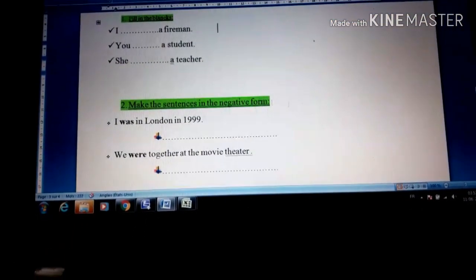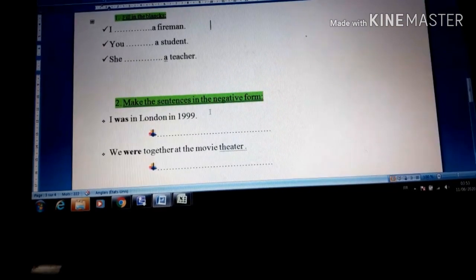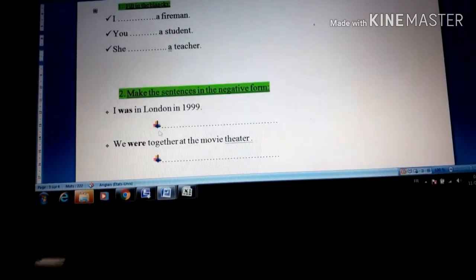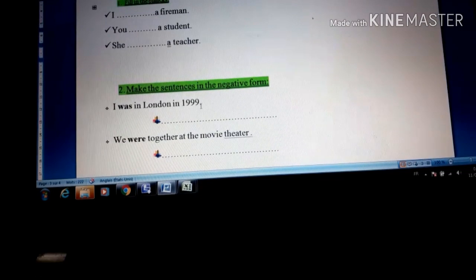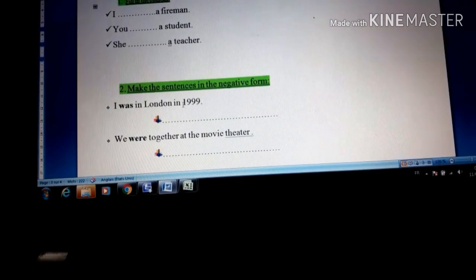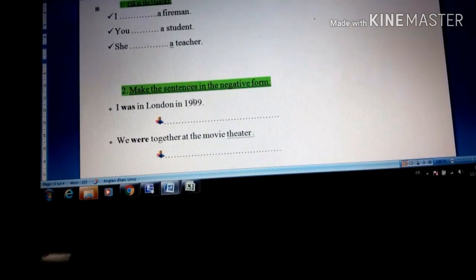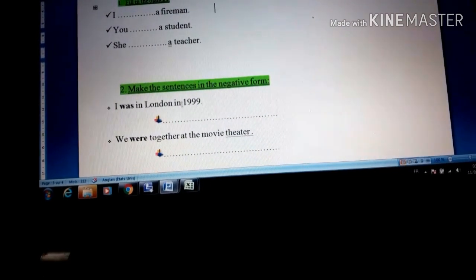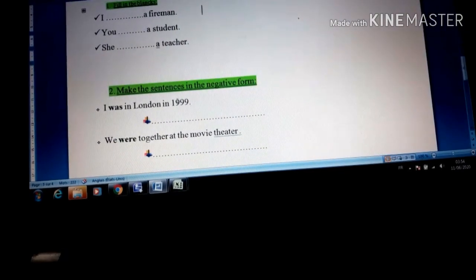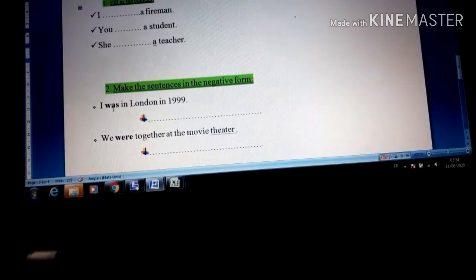Okay, number two: make the sentences in the negative form. The first sentence: I was in London in 1999. This number you can read it like nineteen ninety-nine, or nineteen ninety-nine. Okay, so this sentence you have to form it to the negative form: I was in London in 1999.